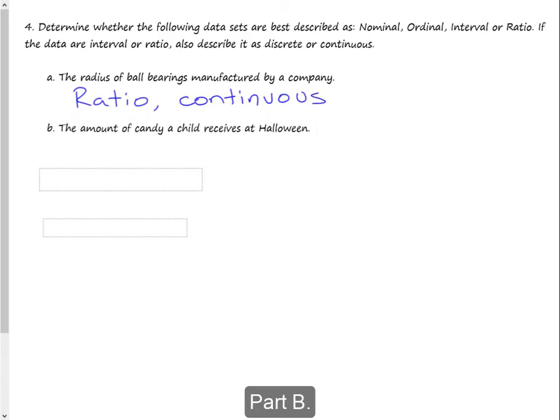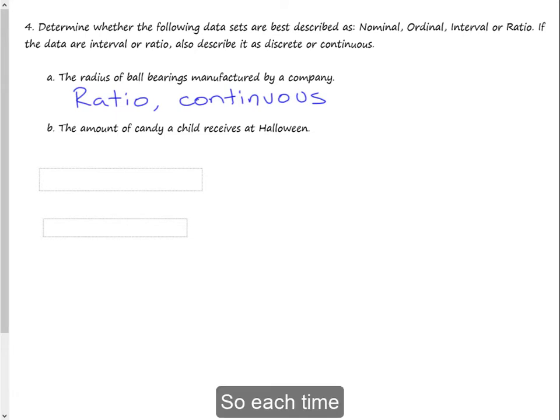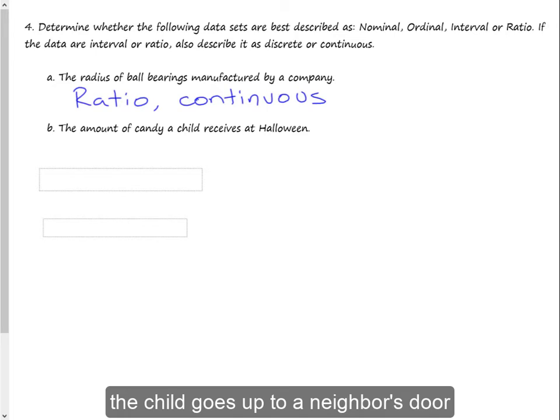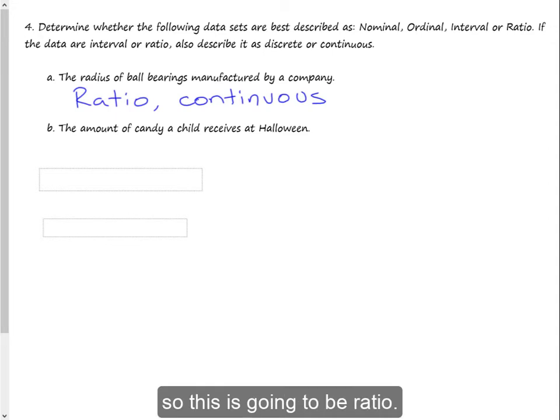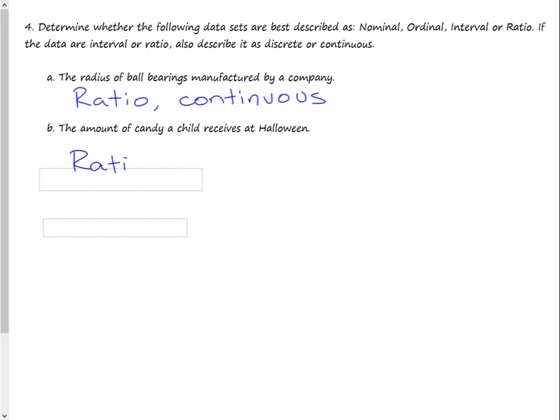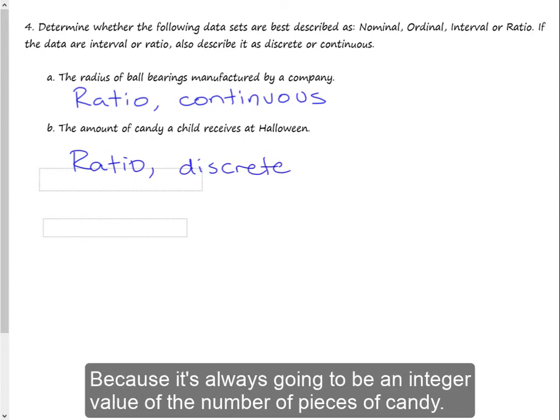Part B, the amount of candy a child receives at Halloween. So each time a child goes up to a neighbor's door, they get a piece of candy, maybe 2 pieces of candy, whatever. They're going to get integer values of pieces of candy. So this is going to be ratio, and it's going to be discrete, because it's always going to be an integer value of the number of pieces of candy.